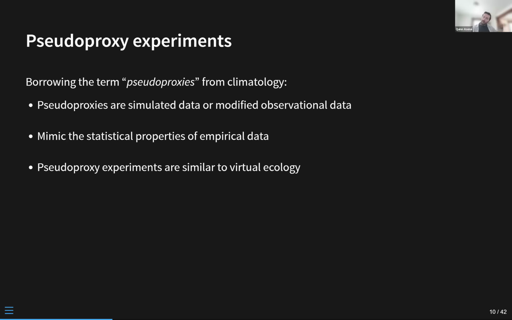The second concept is pseudo-proxy experiments. I'm borrowing the term from climatology. Pseudo-proxies are basically modified or simulated data, so very much like step 1 in virtual ecology. The core concept is that they need to mimic the statistical properties of empirical data. It's actually very similar to virtual ecology, but I'm borrowing the term pseudo-proxies to refer to the simulated proxies, and it comes from this body of work embedded in climatology, which very well describes pseudo-proxy experiments. So I like to use both.